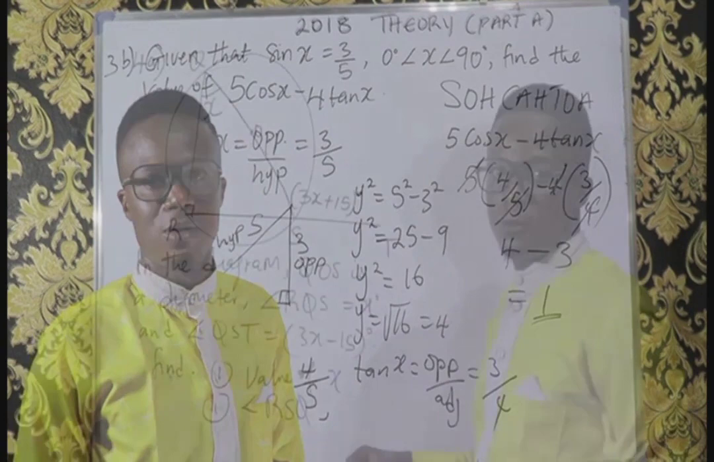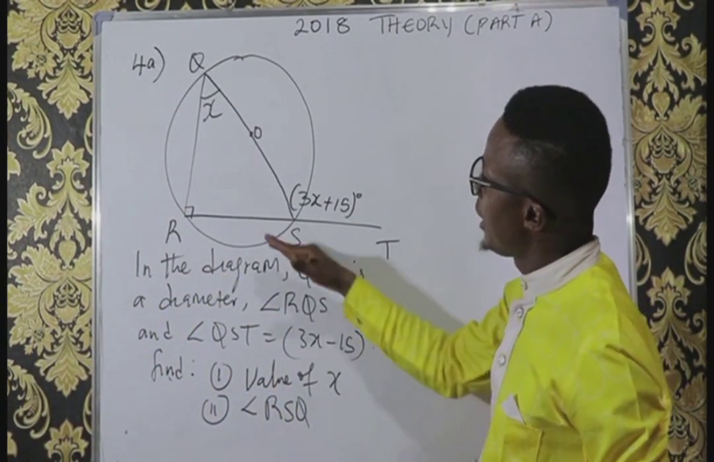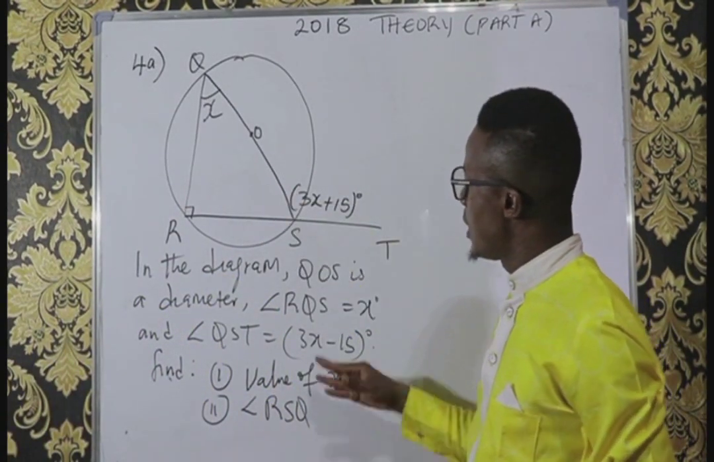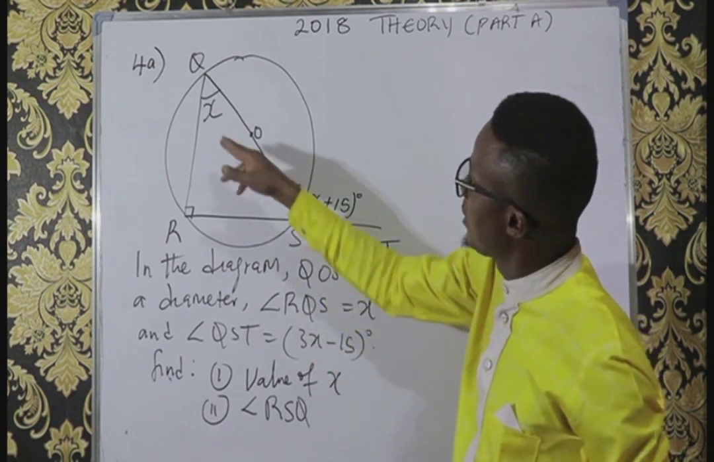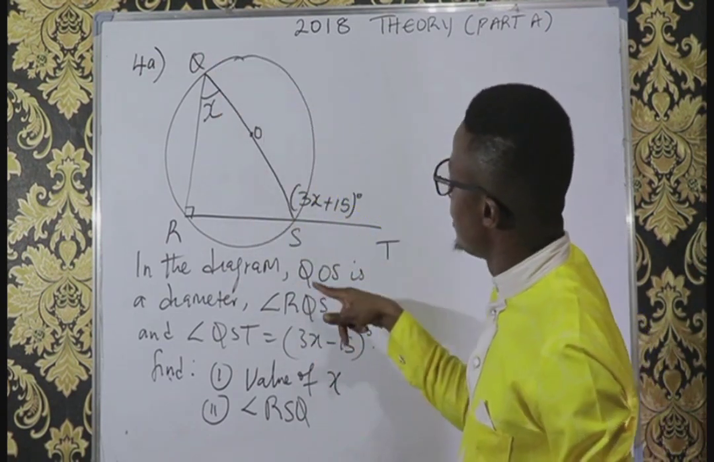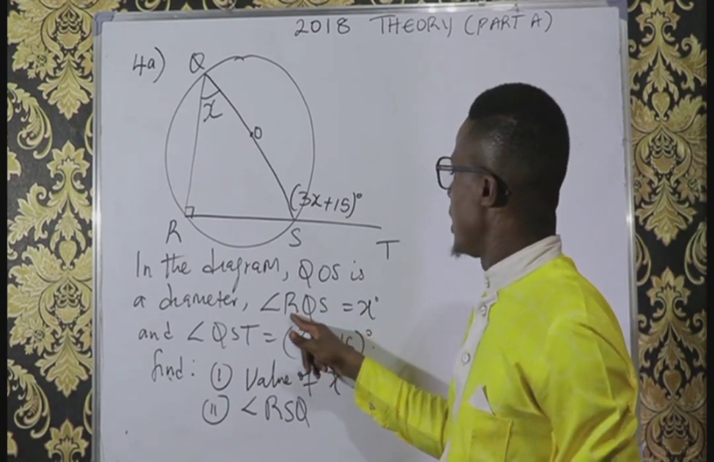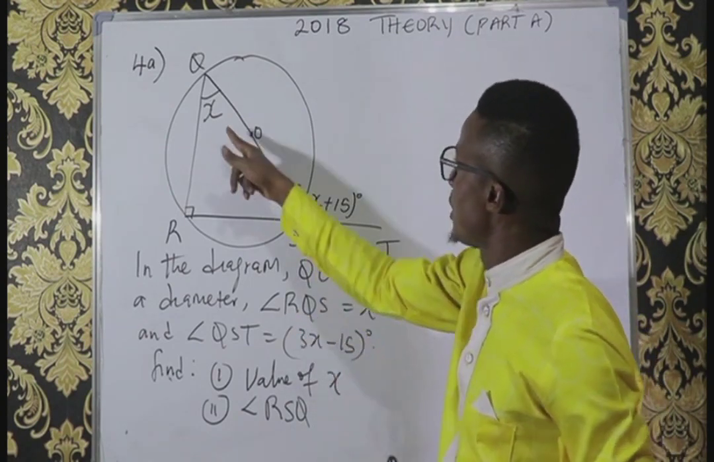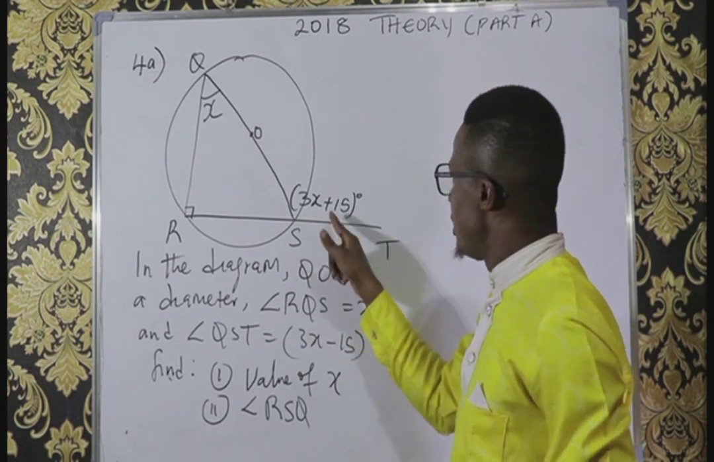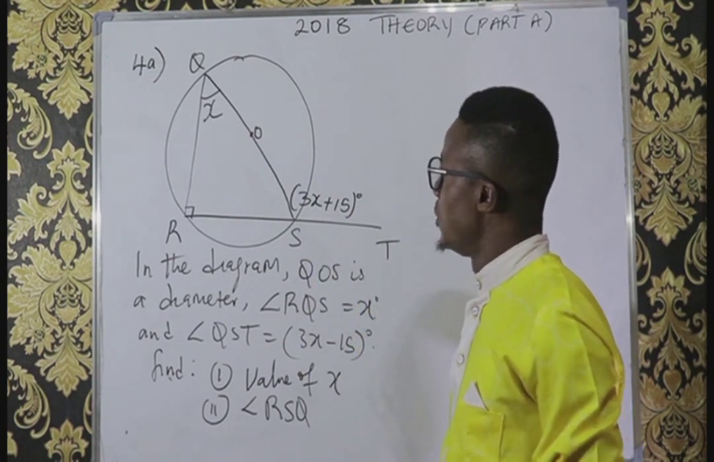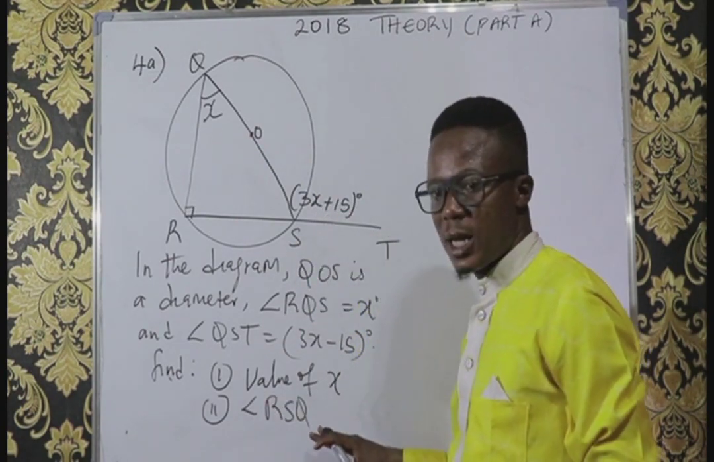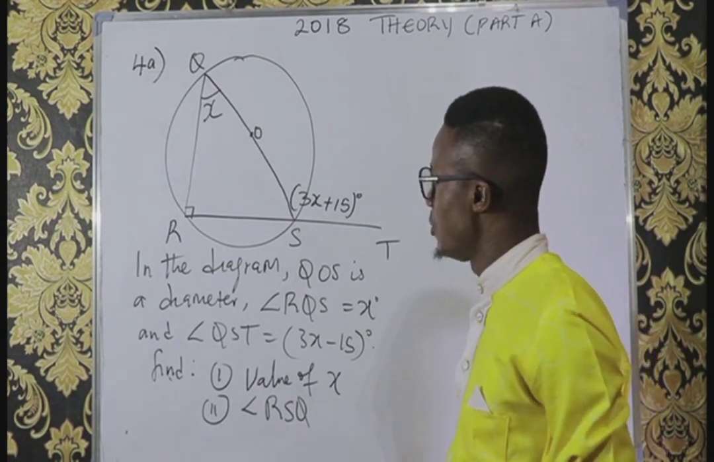Let's take the fourth question. For A, we are given this figure and we are told that QOS is a diameter. Line QOS is a diameter of this circle, and the angle at RQS is x degrees, as you can see. Angle YQST is 3x plus 15. We are told to find the value of x as well as angle RSQ.